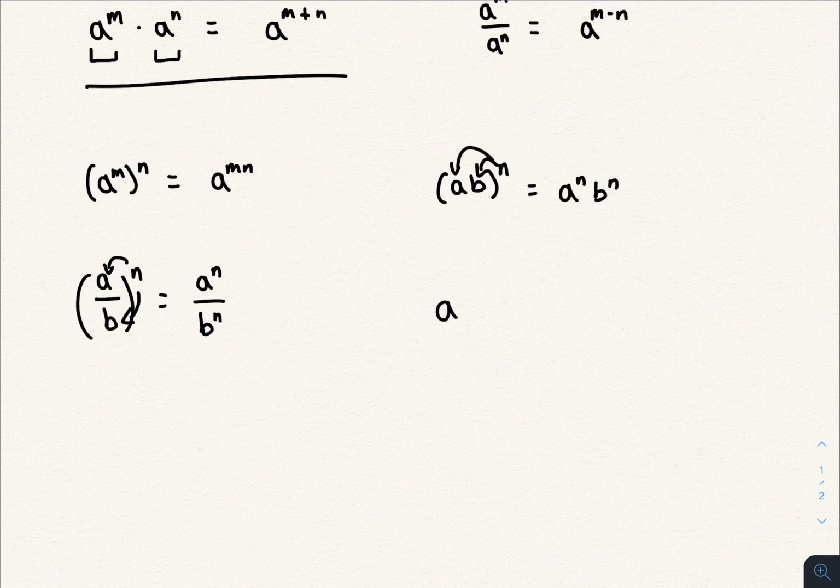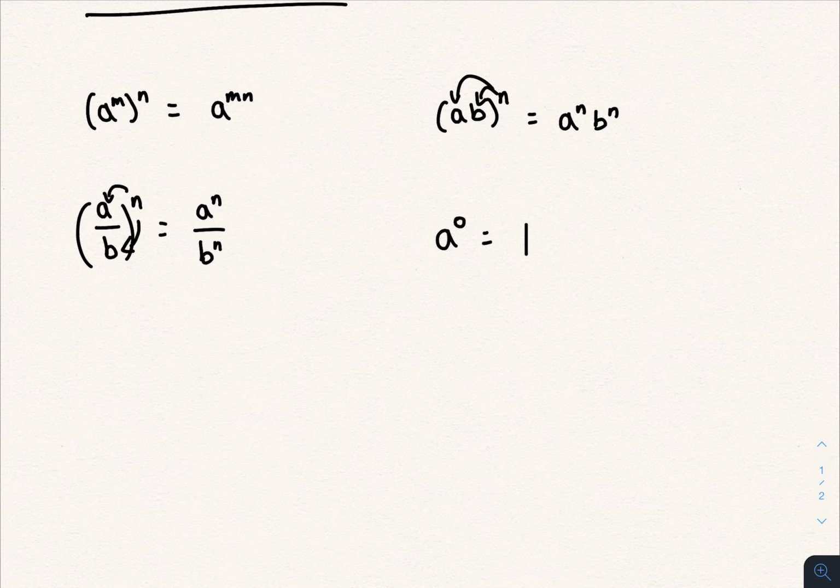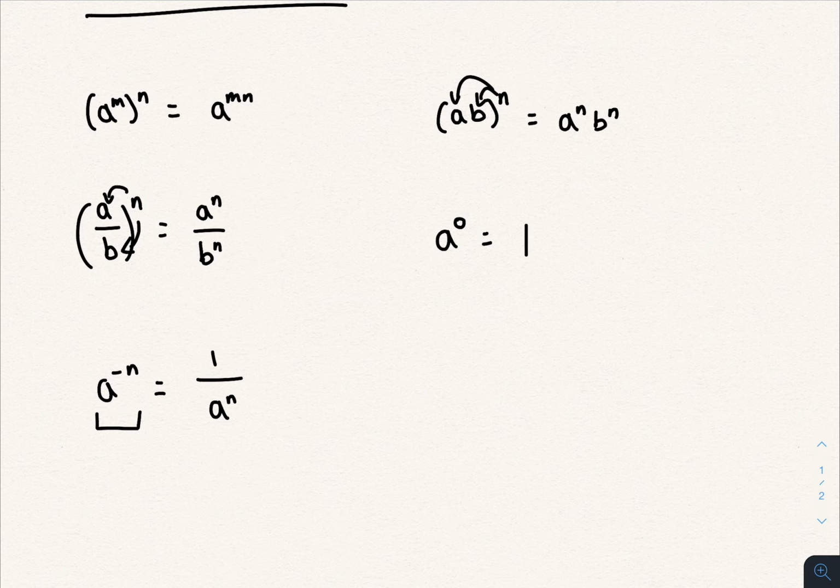Anything to the power of 0, any number, any variable, it's equal to 1. If we have a negative exponent, like a to the power of negative n, we can actually rewrite this as 1 over a to the power of n. So you can rewrite this with a positive exponent, but it goes into the denominator, it gets flipped.